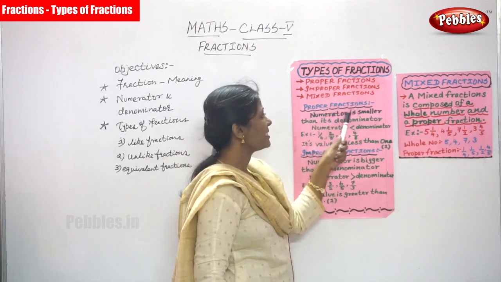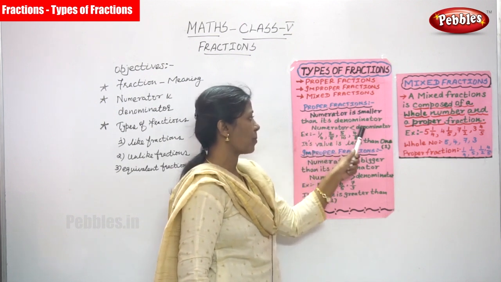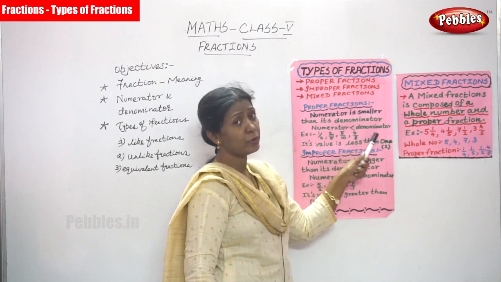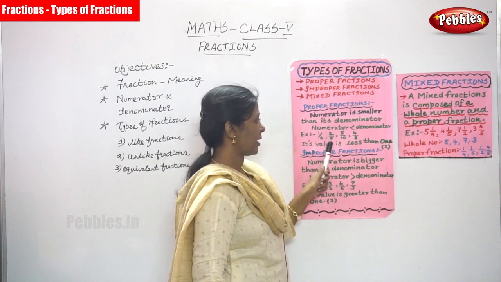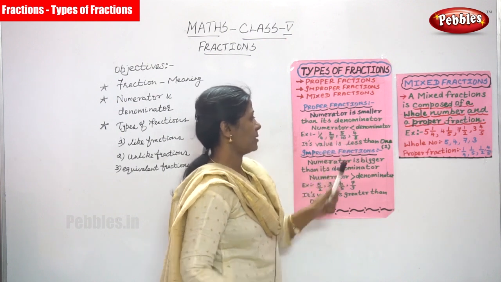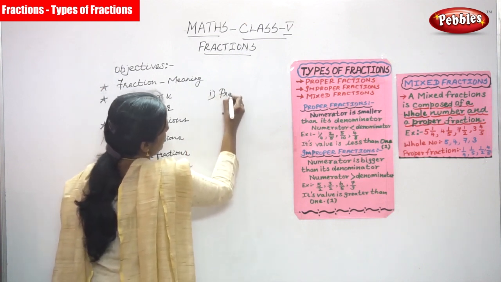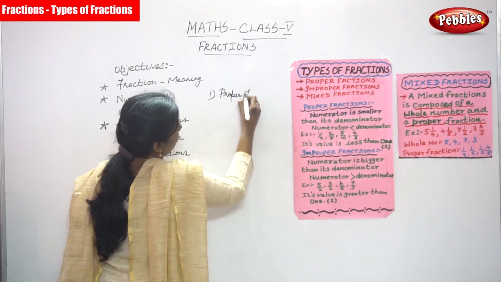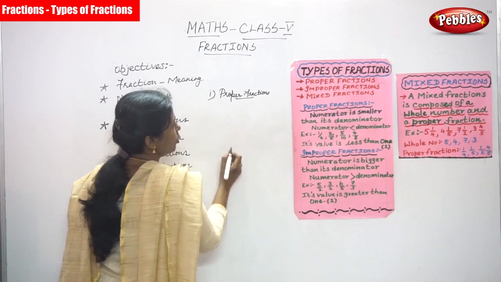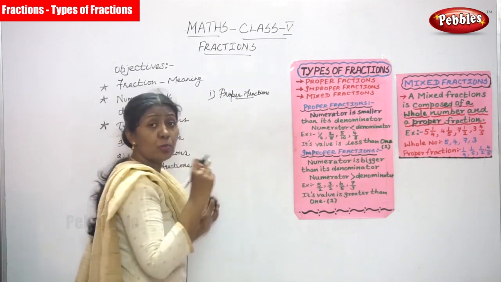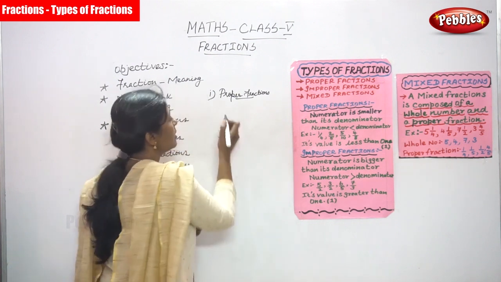Proper fraction: the numerator is smaller than, or less than, the denominator. For example, 1 by 4, 2 by 5, 5 by 10, 4 by 8. First we are going to see what a proper fraction is. The numerator is smaller than the denominator; that is called a proper fraction.